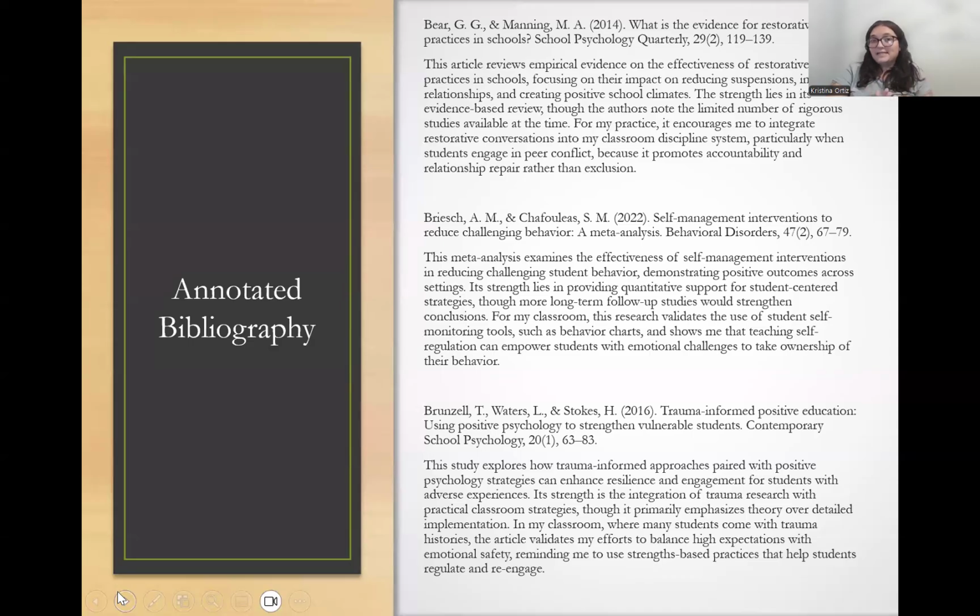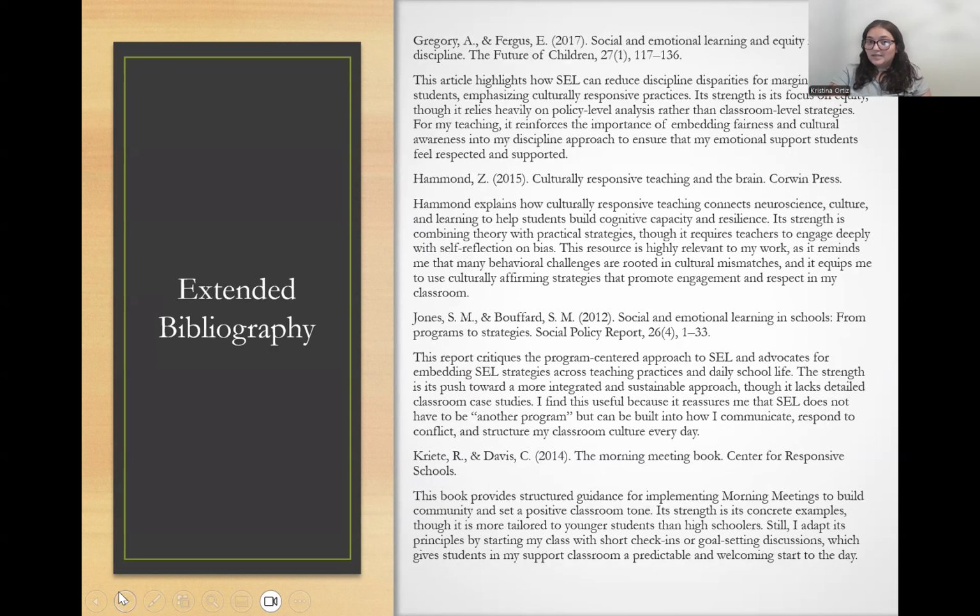So this is just my annotated bibliography. I will add it to the PowerPoint if anyone wants to see it. This is just where I got all of my information from. I think there's like 3 pages. Yeah, it's pretty long. But yeah, thank you guys for listening.